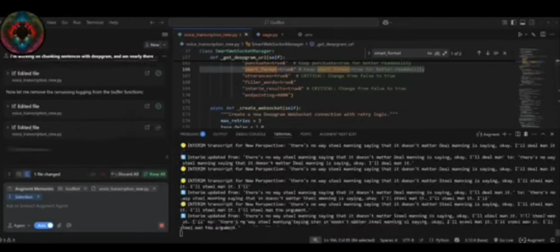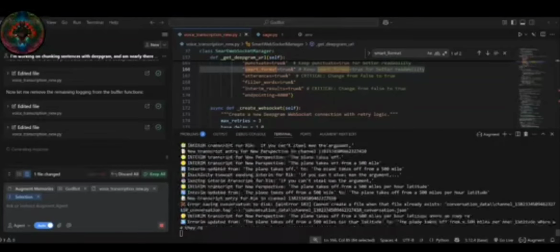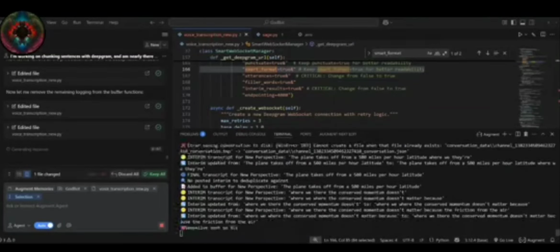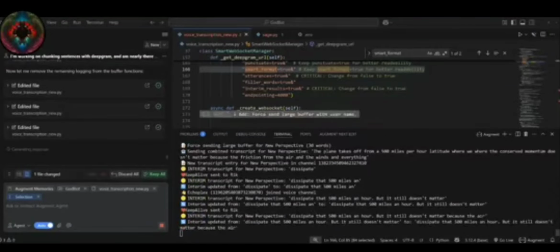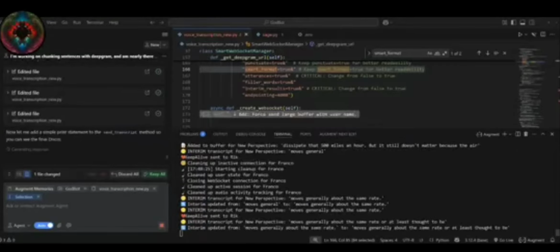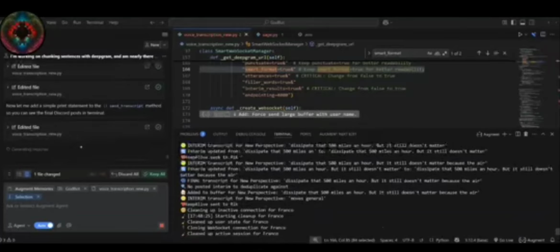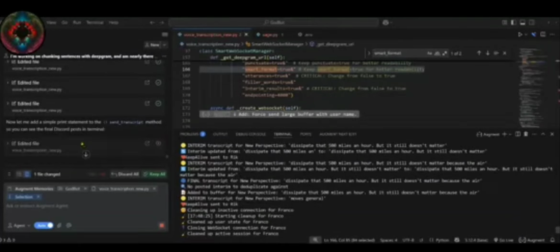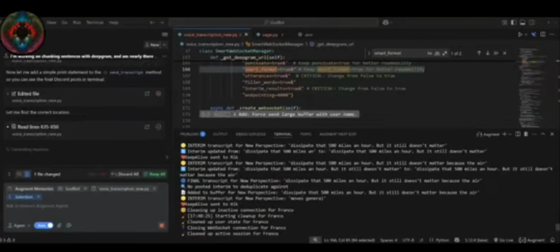The plane takes off from a 500 mile per hour latitude where the conserved momentum doesn't matter because the friction from the air and the winds and everything's going to dissipate that 500 miles an hour. But it still doesn't matter because the air moves generally about the same rate, or at least thought to be, with the rotation of the Earth. And we got winds going in all different directions, possibly different rates every single day. But somehow the air mass, generally thought to be in sync with the Earth, is going to accelerate the plane backwards as it's going west southwest, the perfect amount so that the pilot can treat the Earth as stationary, as if it were not moving at all, just like the little girl with the balloon.